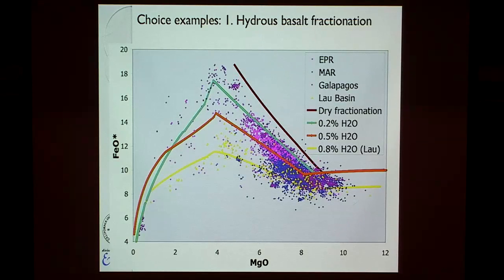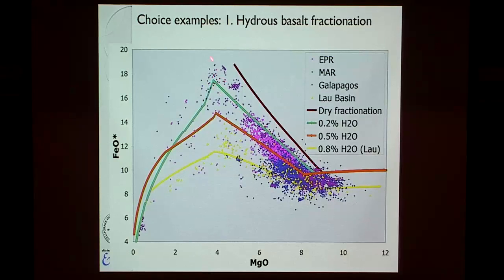Okay? On top of which, when you actually pick up these glasses, they do have water in them, right? So dry fractionation is only a useful model if you only have models that don't account for water. Okay? So with the amounts of water that you actually see in normal MORBs, you can reproduce the tholeiitic fractionation trend with the right amount of iron enrichment.